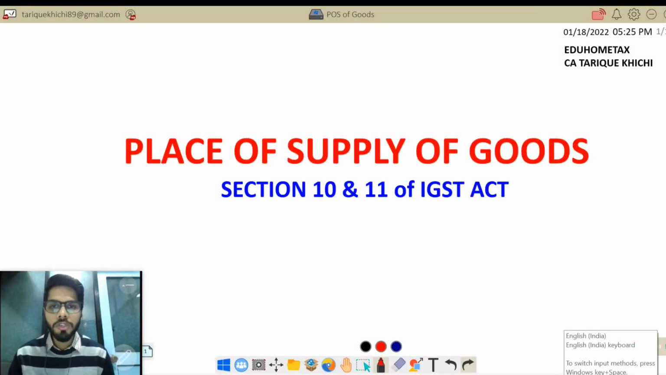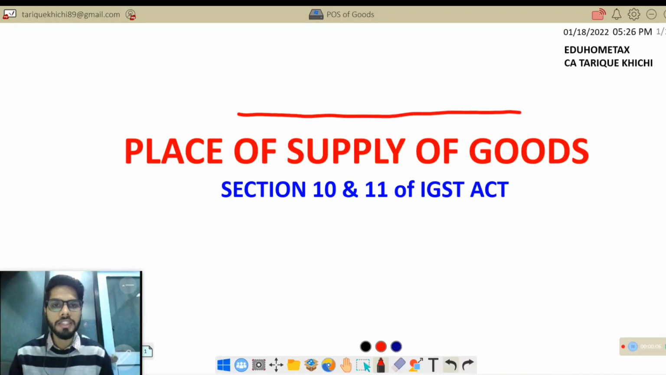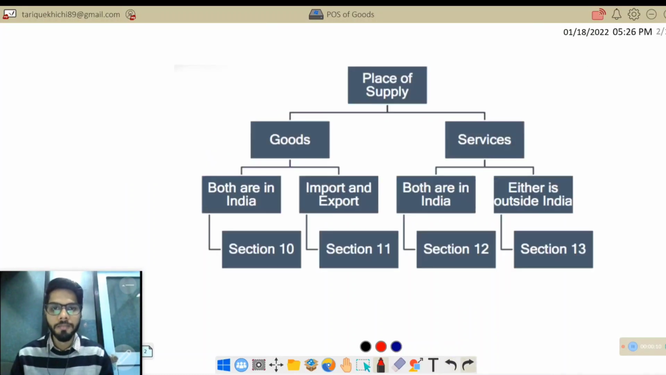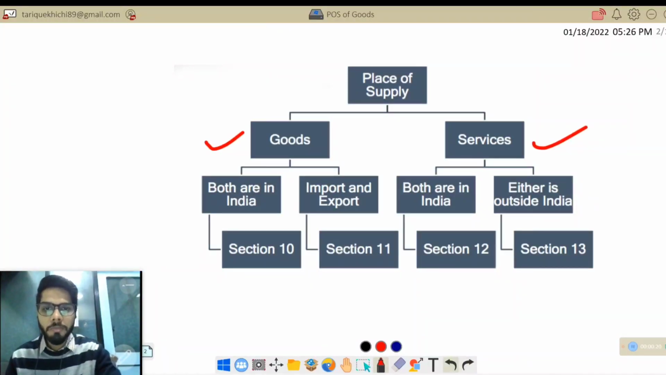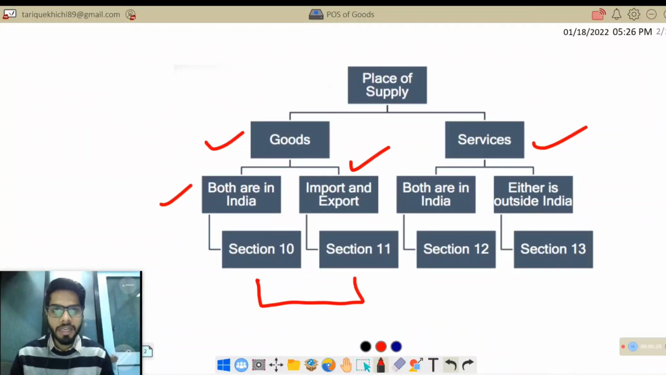So today we are going to discuss place of supply of goods under GST, and we will cover section 10 and 11 of the IGST Act. Before moving into the section, let me give a brief overview. So place of supply will be divided into two parts: place of supply for goods and place of supply for services. Within goods, we will cover place of supply for import and export and place of supply for other cases. In this video, we will cover section 10 and section 11, which is mostly related to goods.